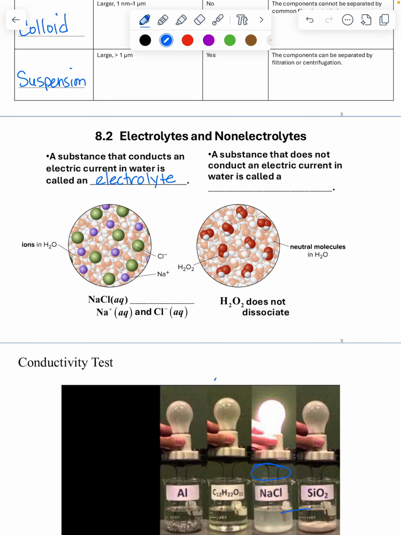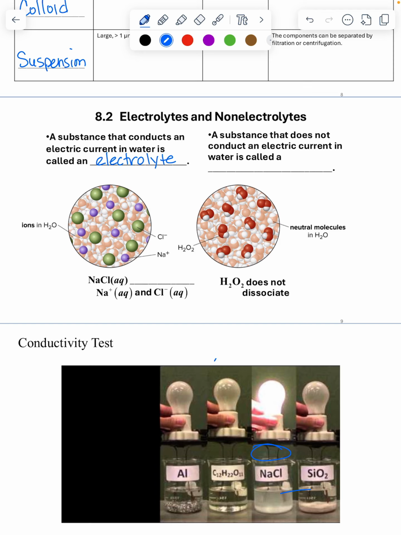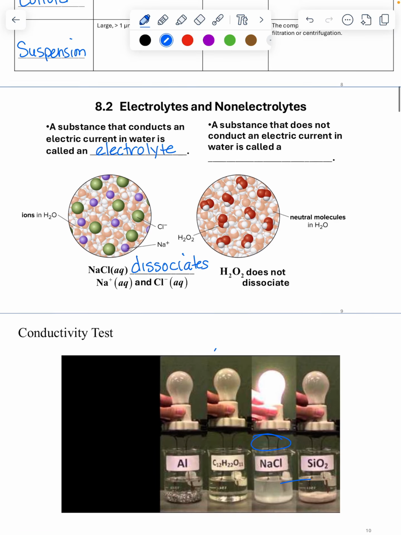And when we put sodium chloride in water, this picture is showing you that there are sodium ions and chloride ions that have dissociated. That's the fancy word for dissolved, dissociates. They actually break apart into their individual ions, and because of this, they are able to conduct electricity in water. If a substance does not conduct an electrical current in water, of course it's called a non-electrolyte.